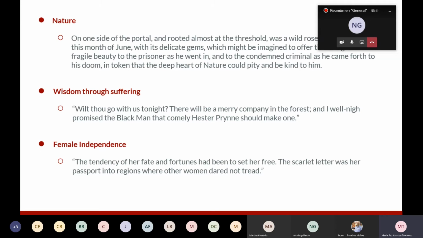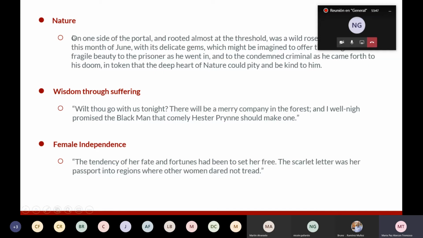Also, throughout the story, the forest is described as an unchristianized, lawless region. For example, when Hester goes in there to reunite with Dimmesdale, and they can be together, she can let her hair down and she can take her scarlet letter off. Also, Mistress Hibbins goes there all the time. So it is kind of like an escape from Puritan society because nature gives protection and freedom to people.